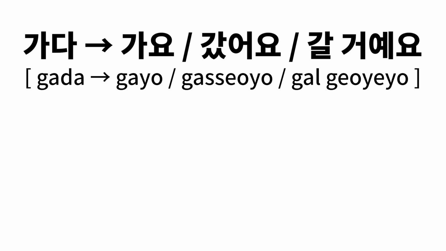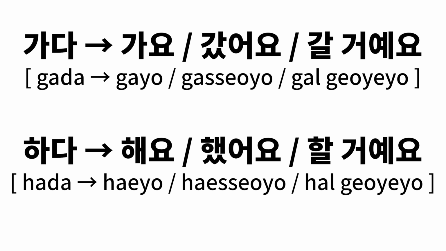Here's a quick tip. Making a chart like this can be helpful to get used to the pattern. 가다, 가요, 갔어요, 갈 거예요. 하다, 해요, 했어요, 할 거예요. Repetition will help the patterns feel natural.